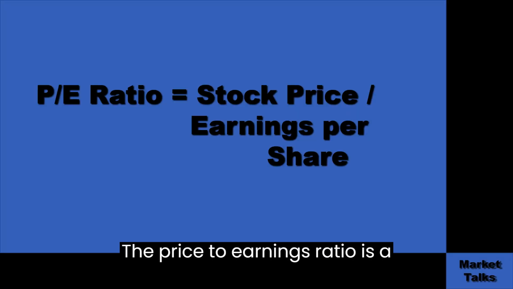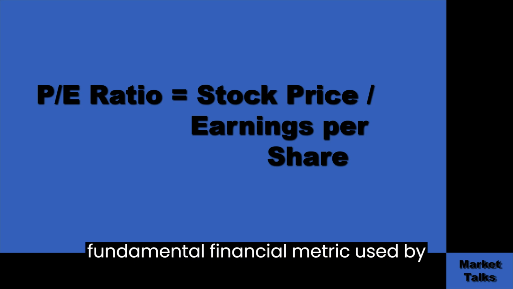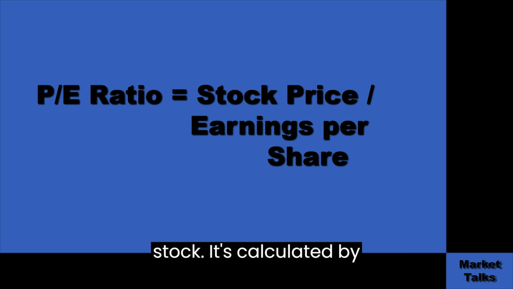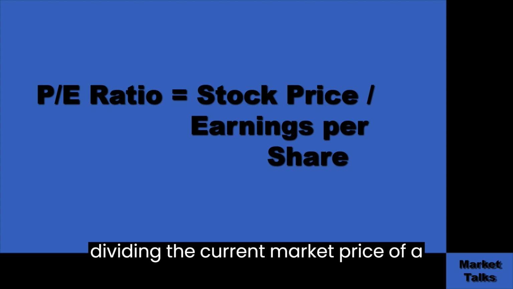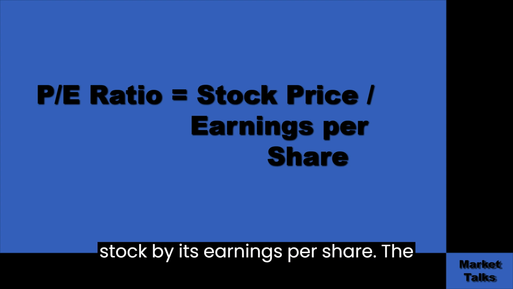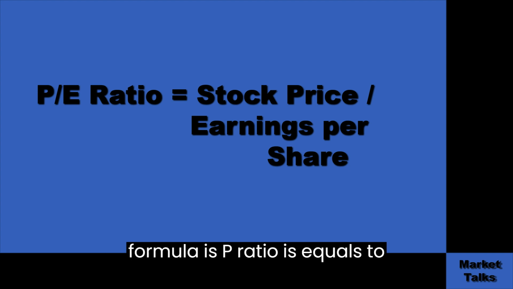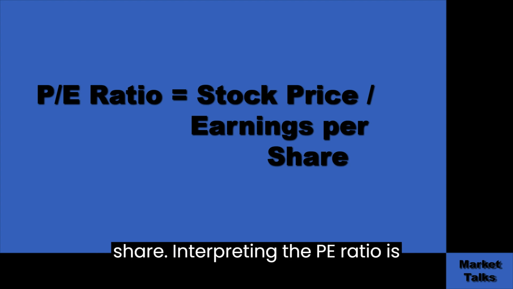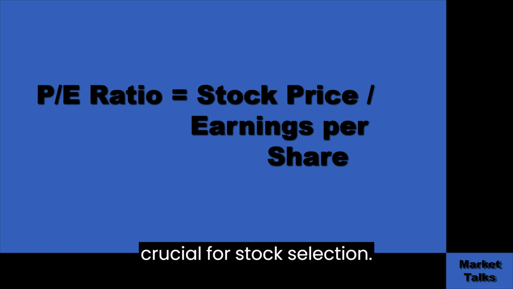The price-to-earnings ratio is a fundamental financial metric used by investors to assess the valuation of a stock. It's calculated by dividing the current market price of a stock by its earnings per share. The formula is: P/E ratio equals stock price divided by earnings per share. Interpreting the P/E ratio is crucial for stock selection.